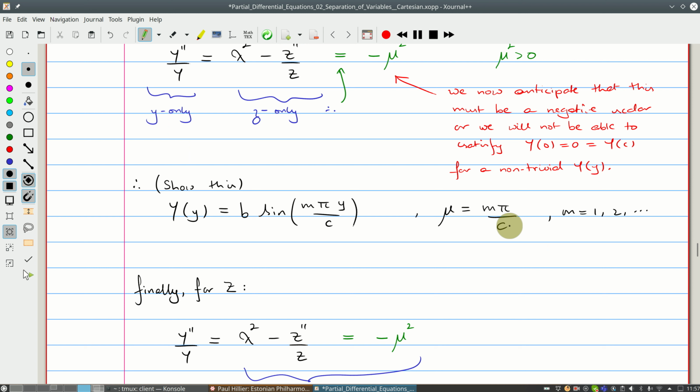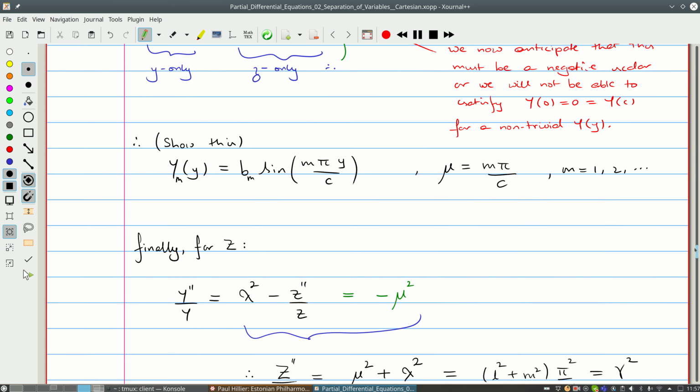All right. And following exactly the same procedure we used for x as a function of x, we get y as a function of little y is equal to b times the sine of m pi y over c, where mu is equal to m pi over c, and m takes on the positive integers. Now I should have said that we index this by m over there. All right, and then we are left with z.